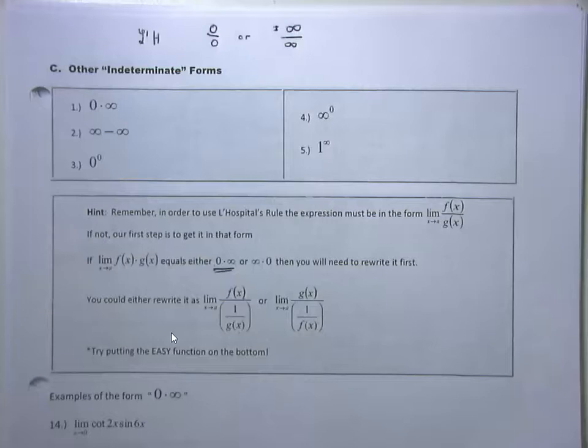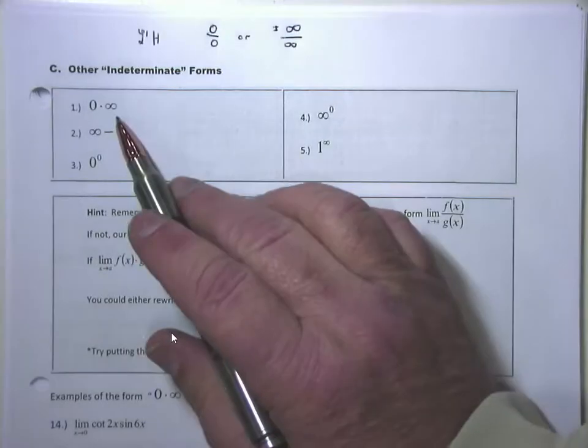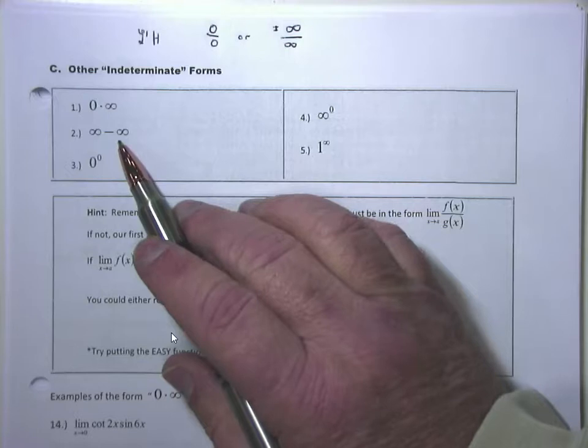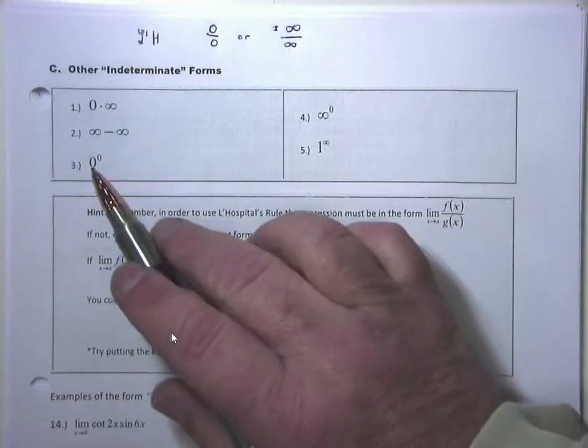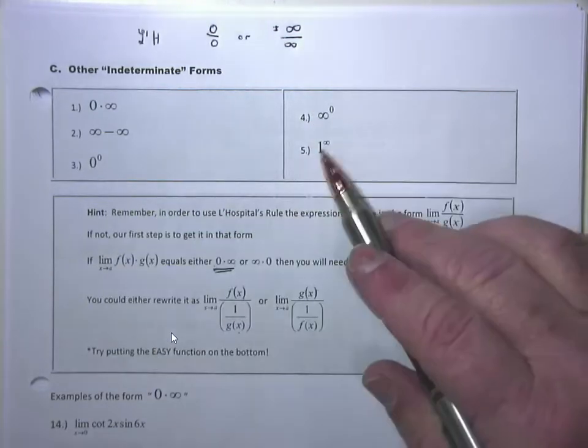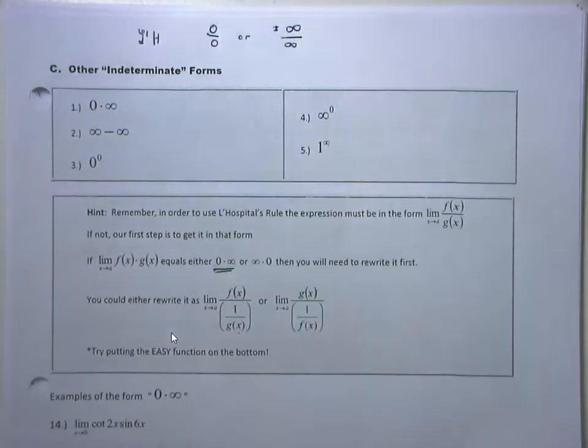So I'm grouping this stuff together in 3 cases. The 0 times infinity case, the infinity minus infinity case, and the exponential: 0 to the 0, infinity to the 0, and 1 to the infinity. I'll group that as one big case. So there's 3 more cases of indeterminate forms.